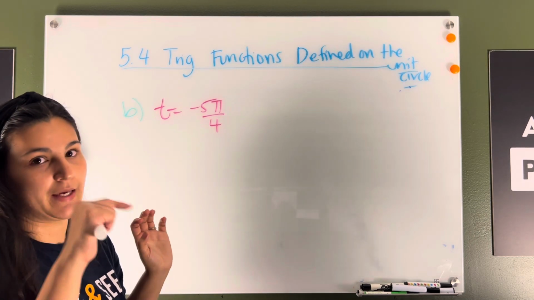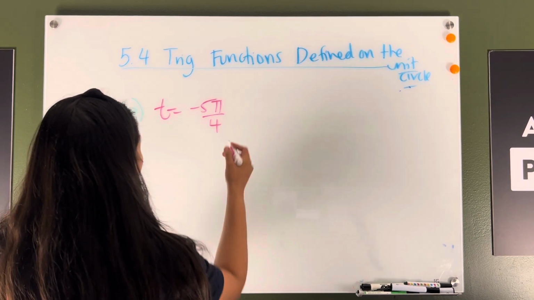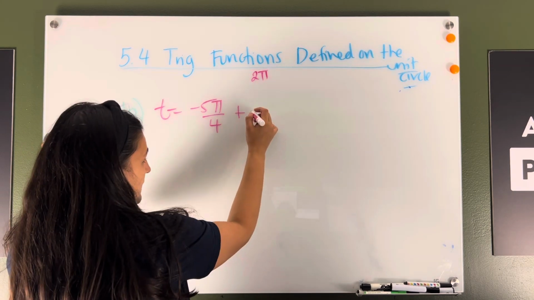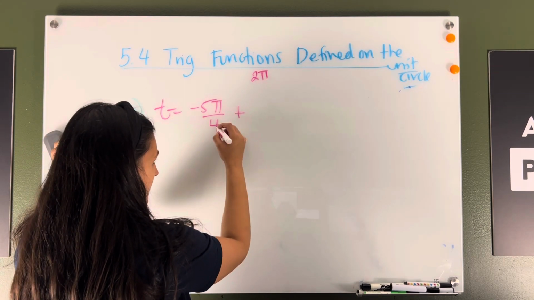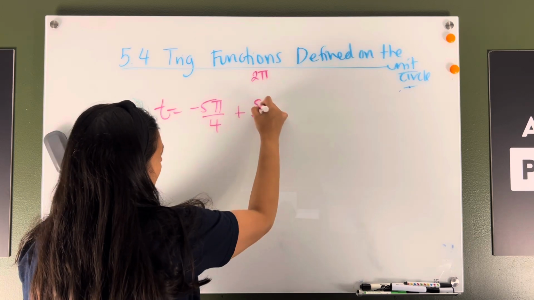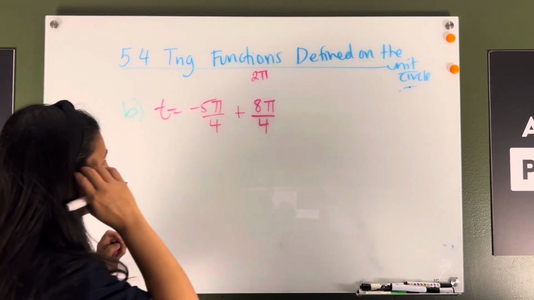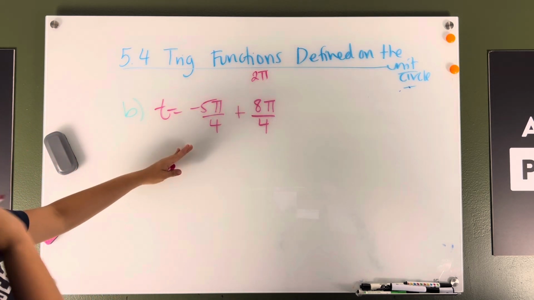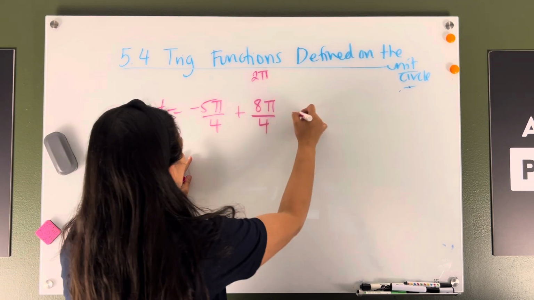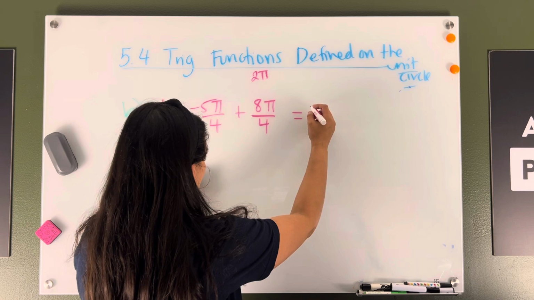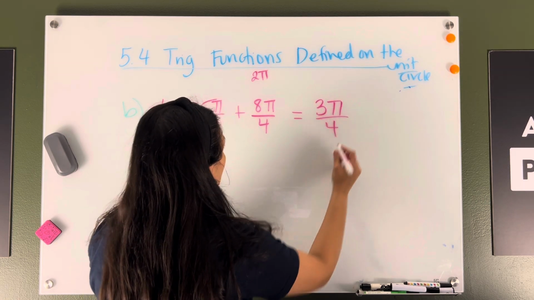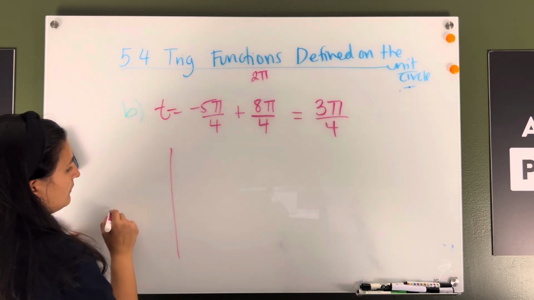on the angle formed. Okay, so here, if you were to add 2 pi, remember that you want to have the same denominator as given. So if the denominator is 4, we're going to write 2 pi as 8 pi over 4. Okay, so these are equivalent. But now we have the same denominator in order to add. So when you add, what's -5 plus 8? 3. So this is 3 pi over 4. Okay, so now we need to find 3 pi over 4 in the unit circle.